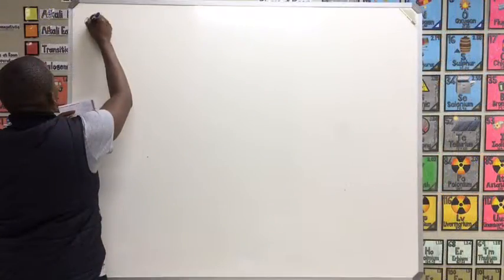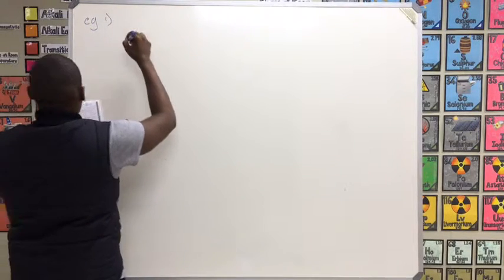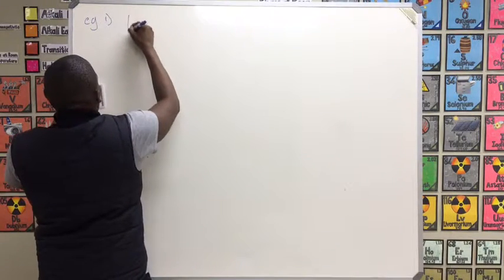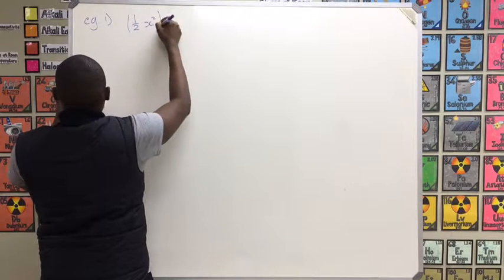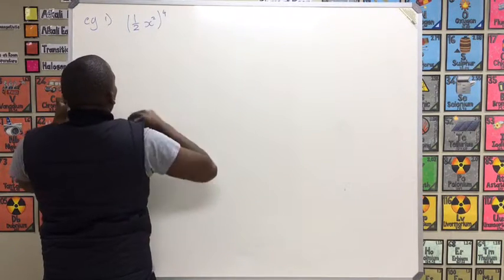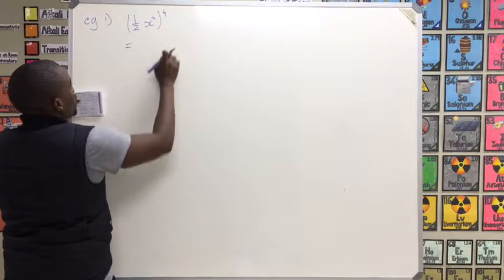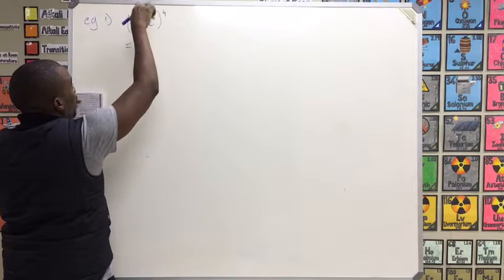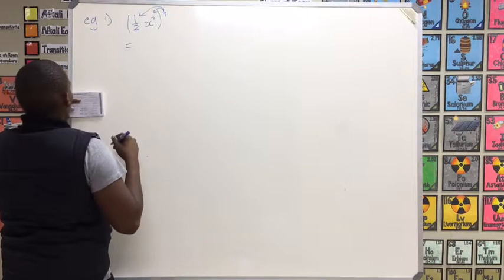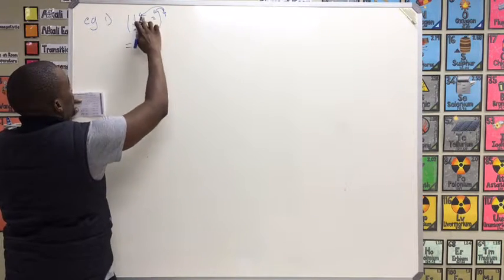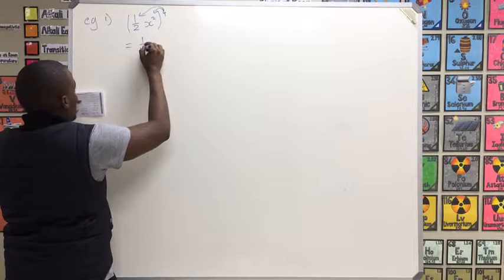So for example number 1, let's say we're given a half x squared, all to the power of 4. Thinking back to our laws, we've got an exponent on a whole little expression. So each of these has to get its own exponent of 4, alright? Then we have what's a half to the power of 4? That's going to give us 1 over 16.